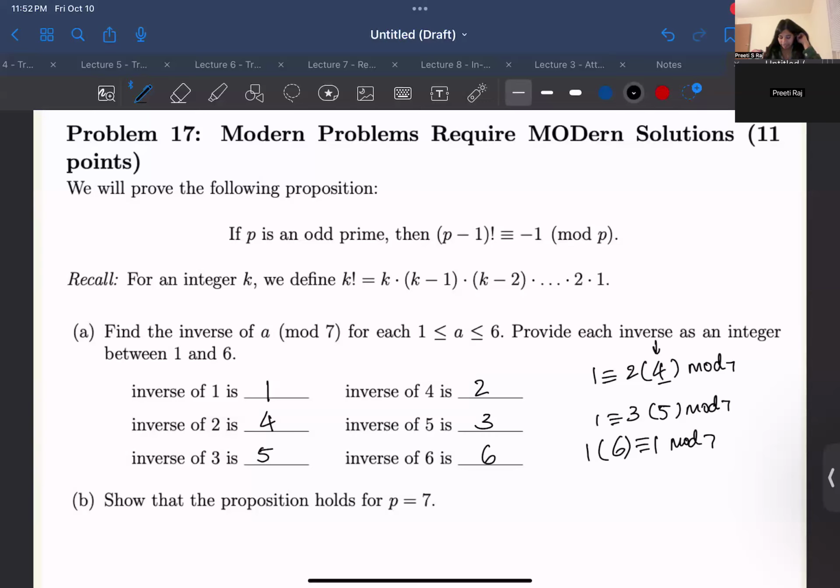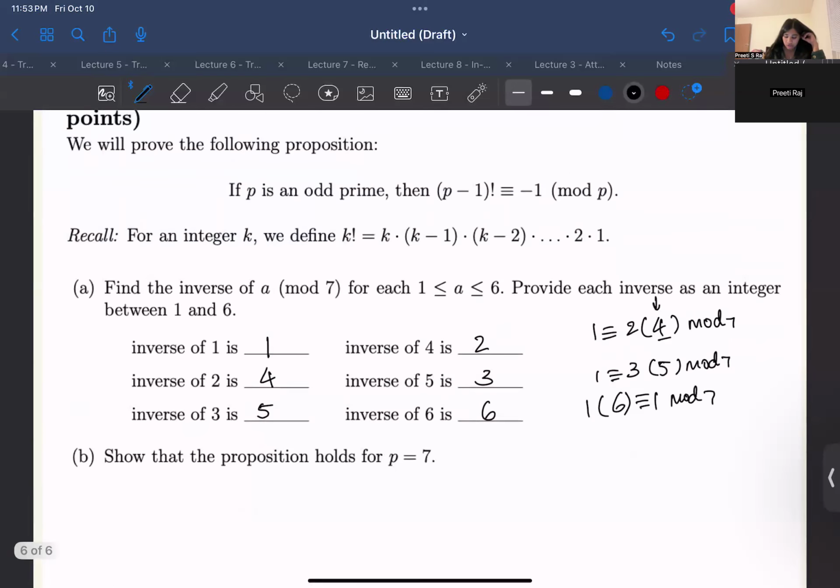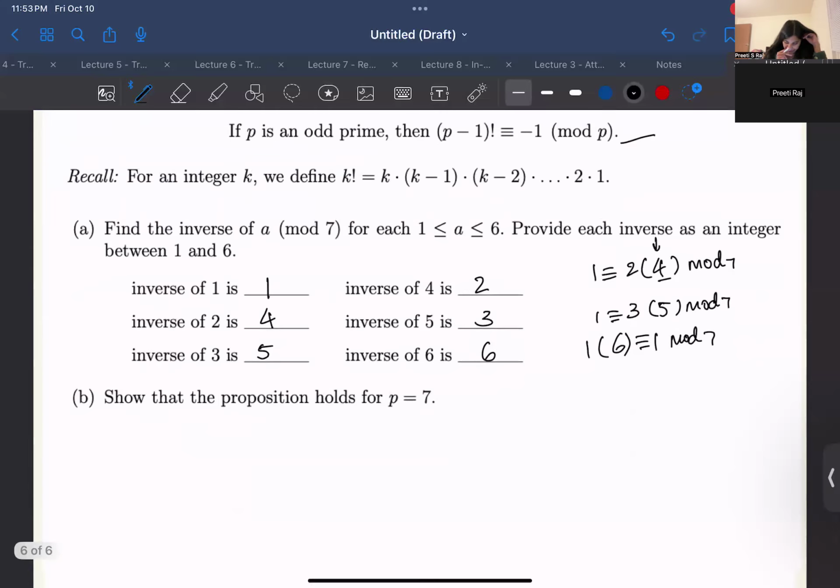Okay, so we were able to find the inverses. Now they want us to show that the proposition holds when P is equal to 7. So what's the proposition again? If I have P minus 1 factorial, that must be equivalent to minus 1 mod P as long as P is prime. So P minus 1 factorial is basically 6 times 5 times 4 times 3 times 2 times 1.